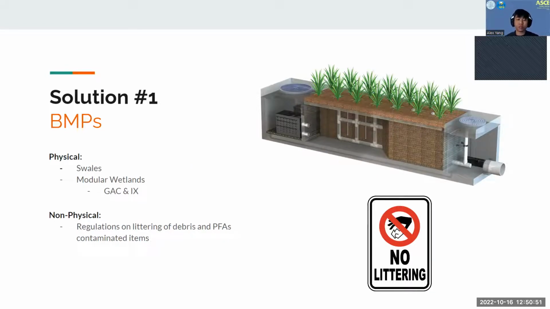The first solution is to implement more best management projects that are able to intercept storm runoff and groundwater contamination. Best management projects, otherwise known as BMPs, are physical or non-physical methods that prevent pollution of runoff. Some physical BMPs that would be suitable for combating PFAS contamination will be swales or a modular wetland system that could be modified to either incorporate some plants that absorb PFAS very well or incorporate activated carbon or ion exchange resin to filter out any PFAS.